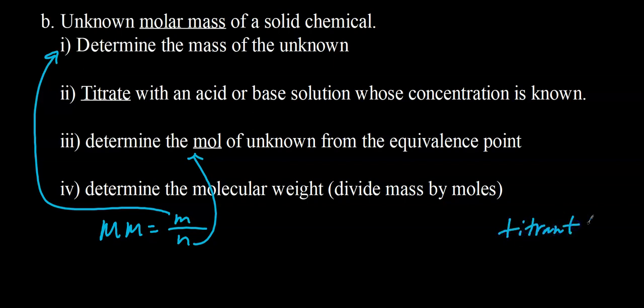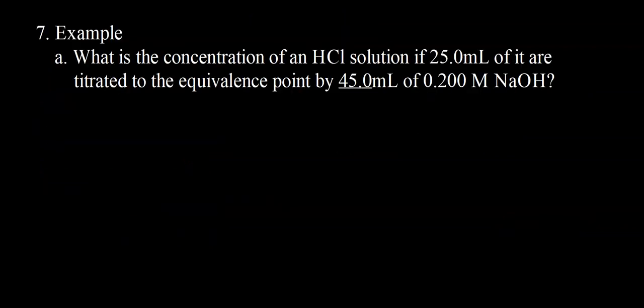Titrant is the chemical that we are dispensing through the burette, which is the piece of glassware that we use for a titration. So I'll show you the glassware that we use in a titration when we are doing our experiment. All right, so let's do some examples.